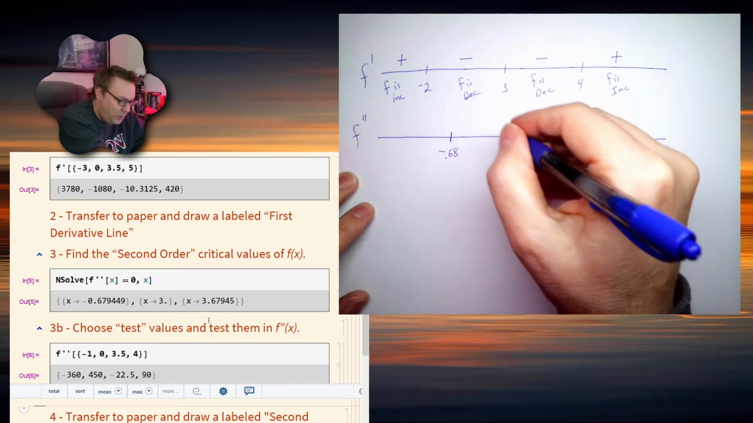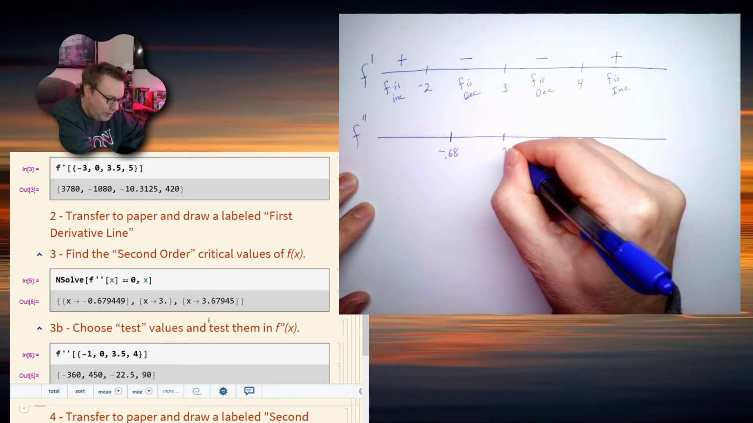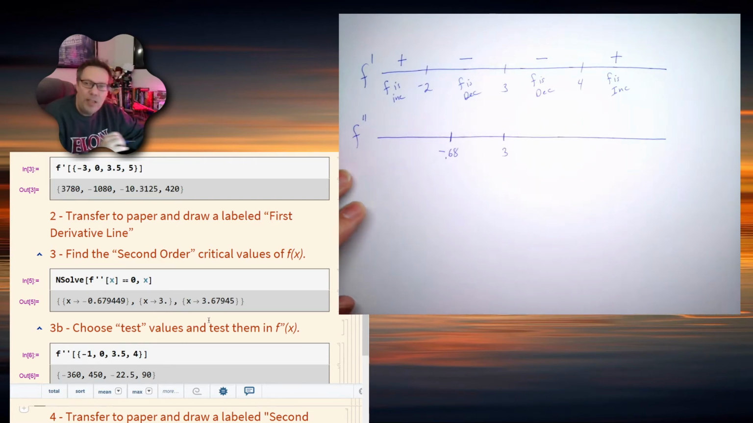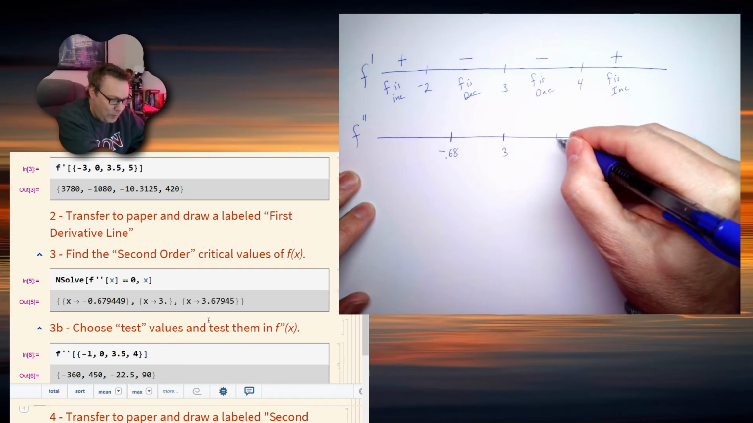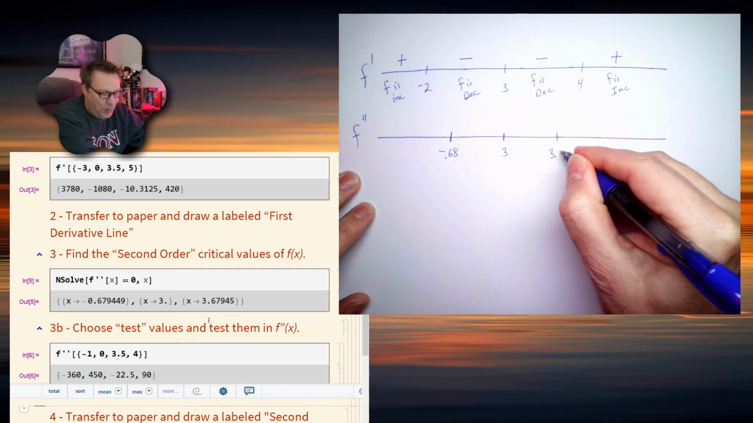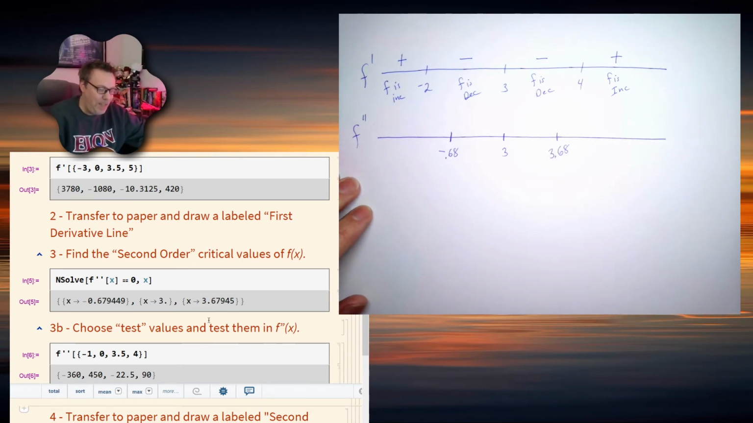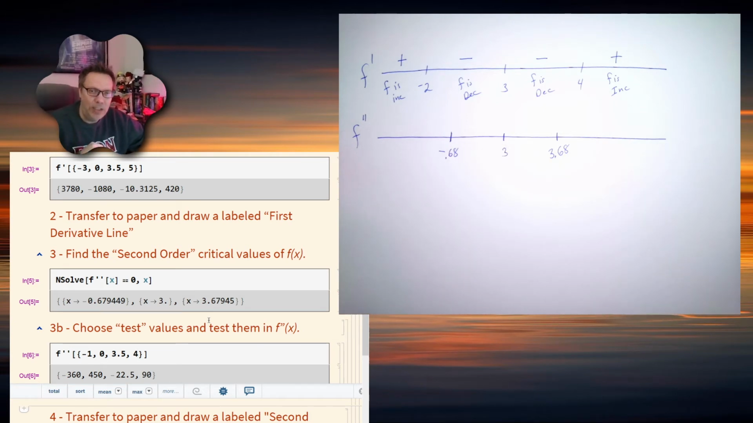Then I have a 3. Well, that's right over here. Just make sure these are lined up. And then I have a 3.68. Well, that's right about here, 3.68. This is my f double prime, or my second derivative line.